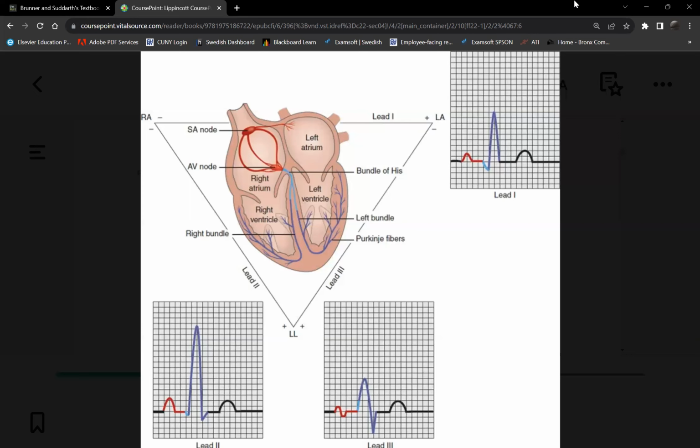We only put 10 leads on the patient, right? Even if we're doing a 12-lead. Yeah, because there are no 12 leads. There are only 10 leads, because there's nowhere to put it. So we put them on.